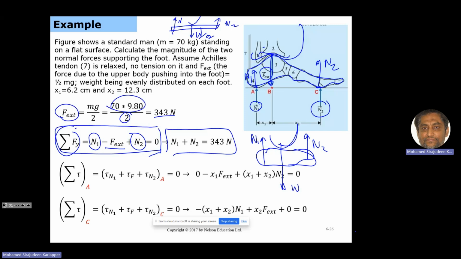Can I solve it? It's like saying x plus y is equal to 5. We have many solutions, right? Infinite number of solutions. So we cannot solve for x or y. At least we need one more equation. Okay. So there are no forces in the x direction. So sigma Fx equal to 0 is not going to help us. No forces in the x direction. It's 0 equal to 0. So we need something else.